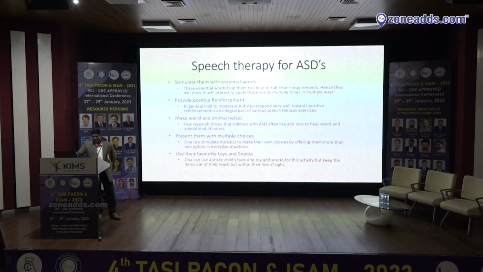Provide positive reinforcement, which everyone needs, not only autistic children. Whoever gets positive reinforcement, their actions and abilities will improve. And make weird and animal noises. Generally we know autistic children never show interest in larger communication. So use different sounds: a pressure cooker sound, a vehicle sound, special toys that make very weird noises, animal sounds. These kinds of noises seek their interest and help build a good rapport with them. Then they will easily connect with us.